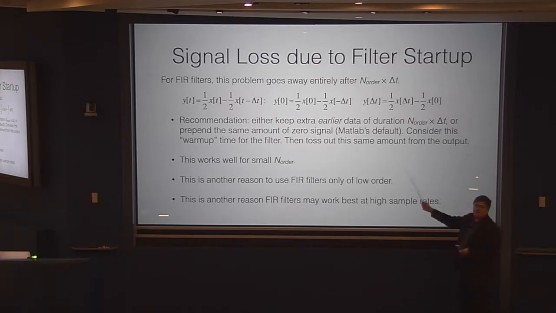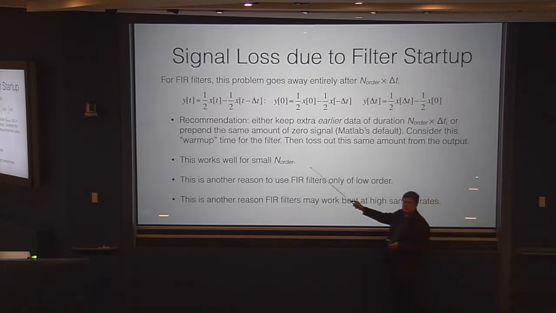If the first 100 milliseconds of your output are unreliable, if they're crap, either because it's bad data from the beginning or because it's zeros, it doesn't matter. Just throw them away. So that's all fine. It is a reason to keep the order of your filter small for FIR filters. And this is yet another reason why FIR filters work better at high sample rates, because you can throw away a lot more points for only a small amount of time.